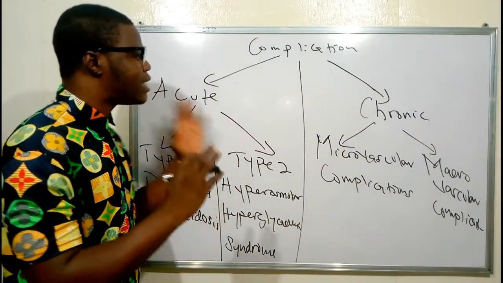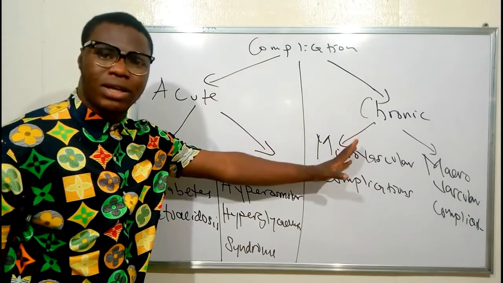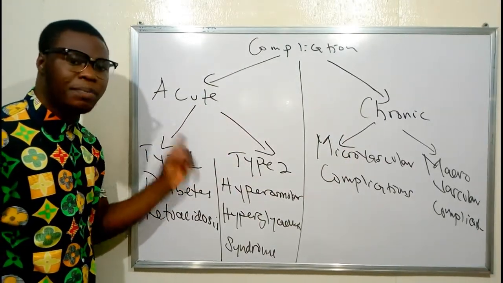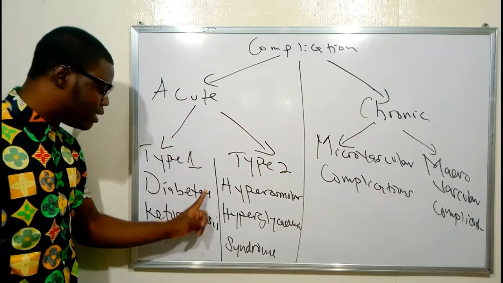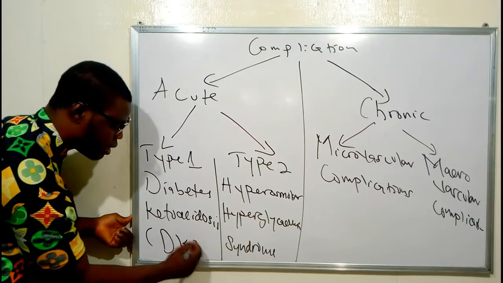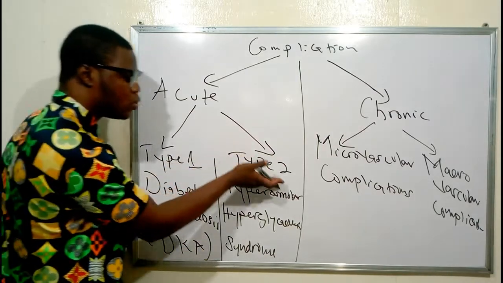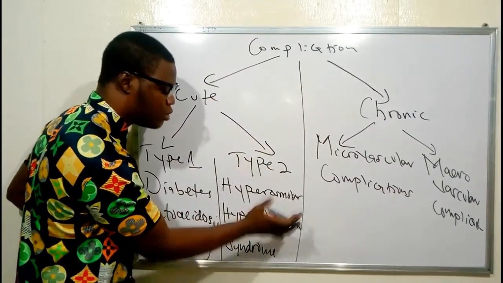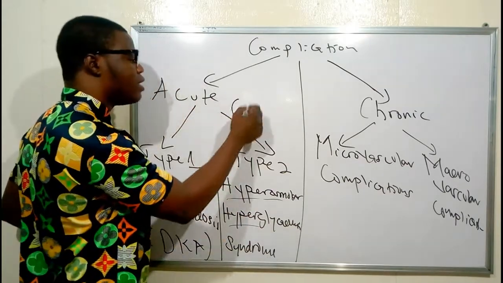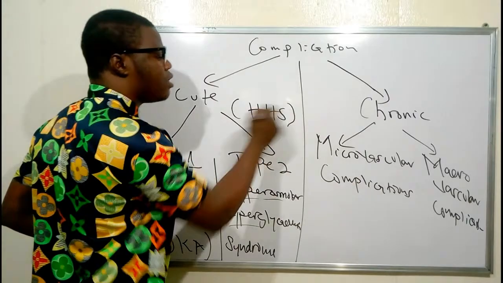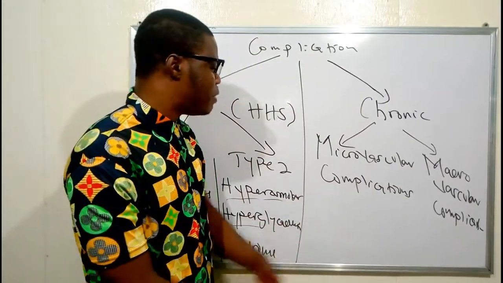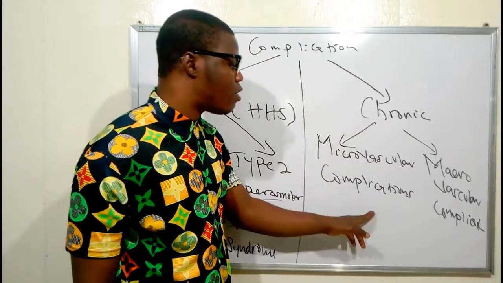So a quick recap: we said it can either be acute or chronic. For acute, the acute complication for diabetes type 1 is what? Diabetic ketoacidosis. They used to call it DKA. And the acute complication for diabetes type 2 is hyperosmolar hyperglycemic syndrome. They used to call it HHS. So for the chronic, the long-term complication, it can be microvascular complication or what?